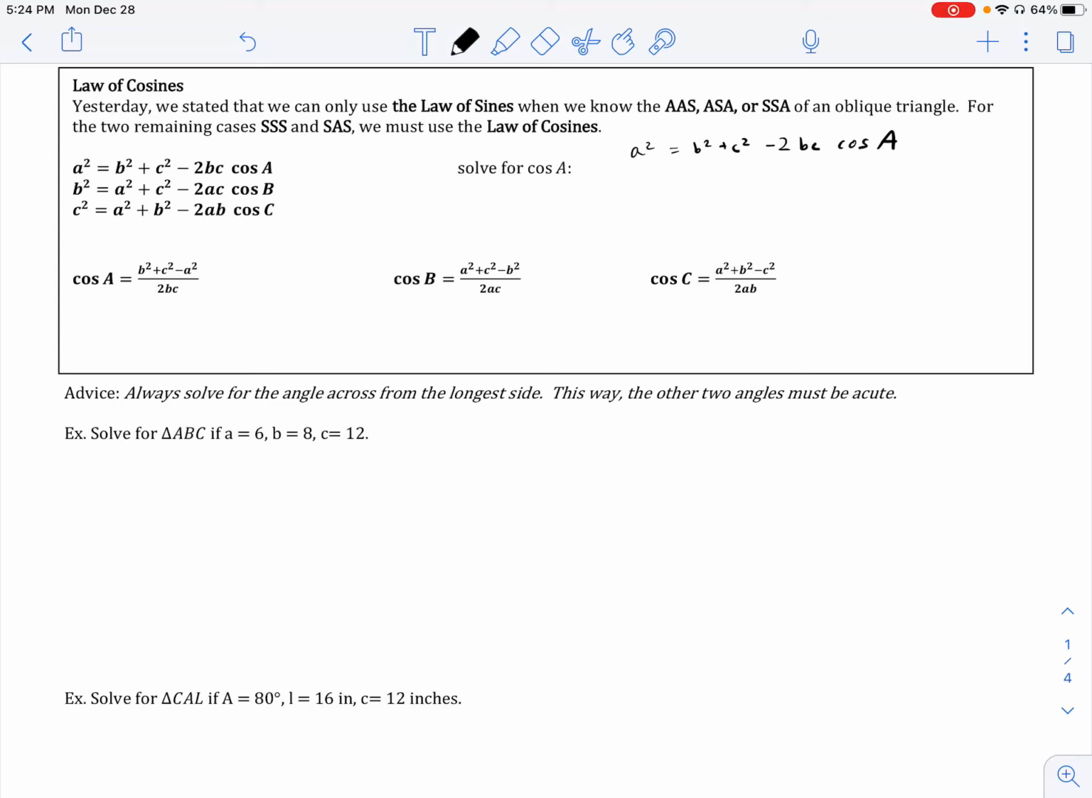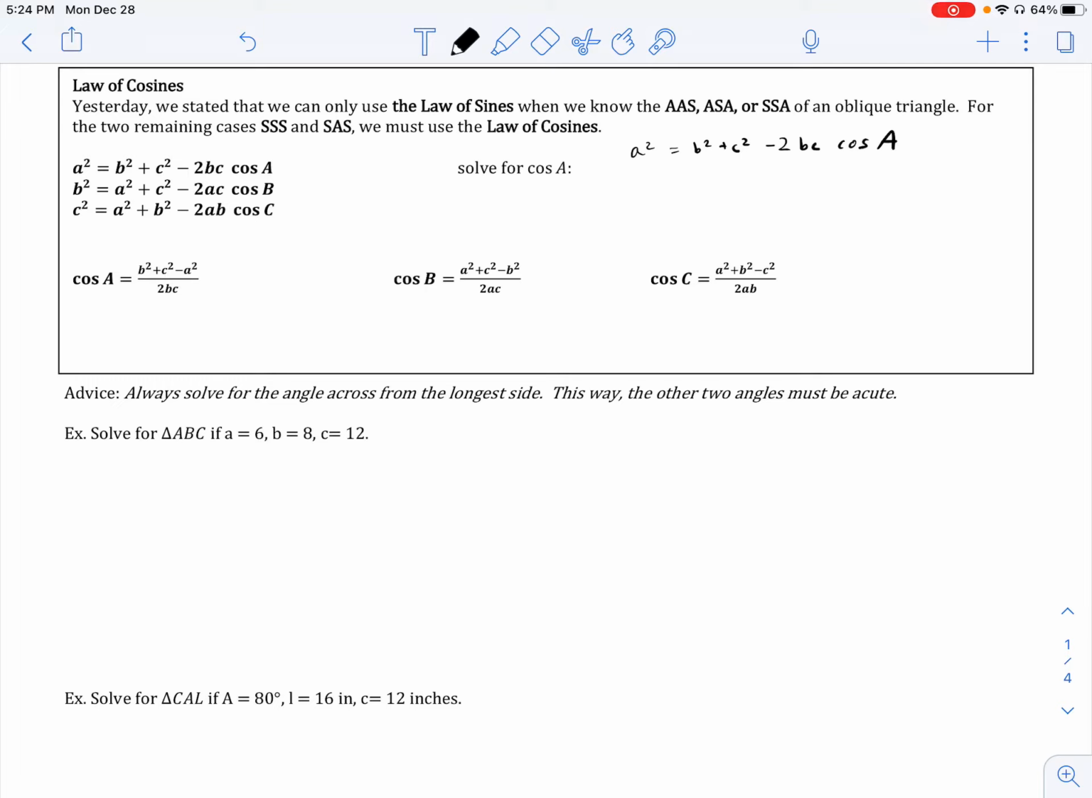Thus far, we've discussed how to use the law of sines to solve for an oblique triangle when we are given an angle-angle-side, an angle-side-angle, or a side-side-angle case. For the two remaining cases, meaning when we're given all three sides of the triangle but nothing about the angles, a side-side-side, or a side-angle-side, not to be confused with side-side-angle, because the angle that we're given in a side-angle-side is the included angle, or the angle that's in between the two sides. When we have either one of these two cases, we must use the law of cosines.